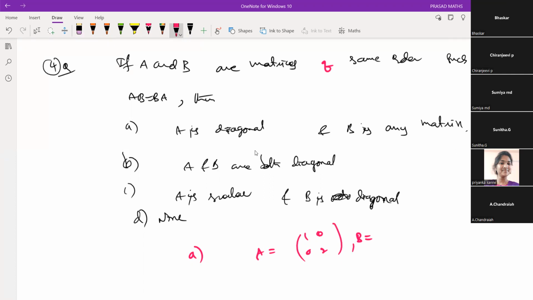AB equals BA, right? Suppose you can take what options you are going to take. Which will you take? Matrix multiplication should be commutative. What is the matrix? How can you take the matrices? Take any one and check. I don't know whether they are working or not. 1 2 1 0, this, 1 0 0 0, this. So what is this? 1 1 0 1 0 0 0 0 0 0.